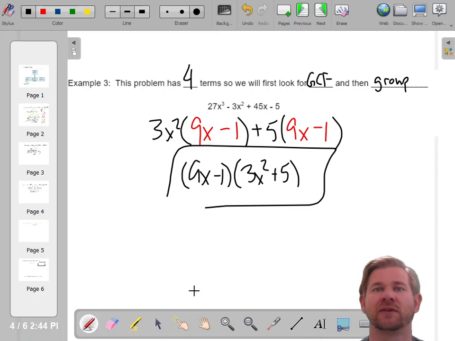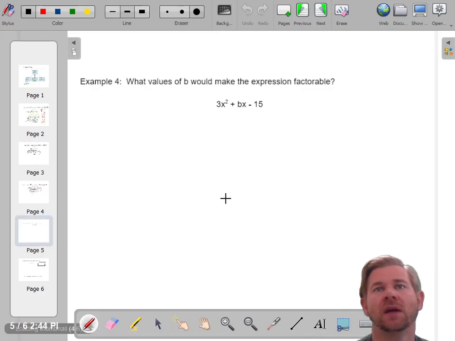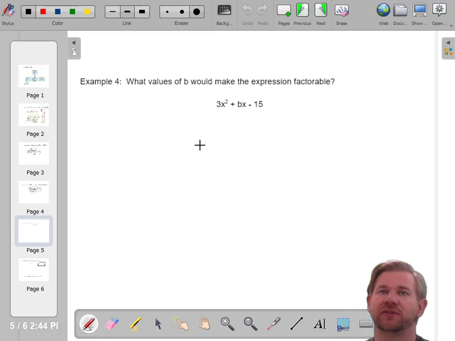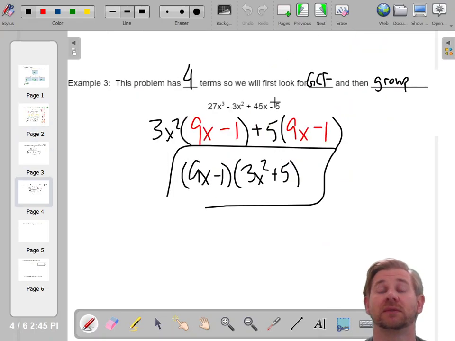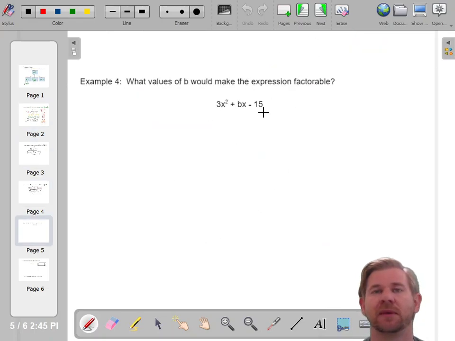It's not a trinomial, and it's not a difference of perfect squares. All right, what would make this one factorable? So this kind of goes back to the idea I was working with here where I was making a table. Every time, I'm going to do the same thing. I'm going to multiply a times c.